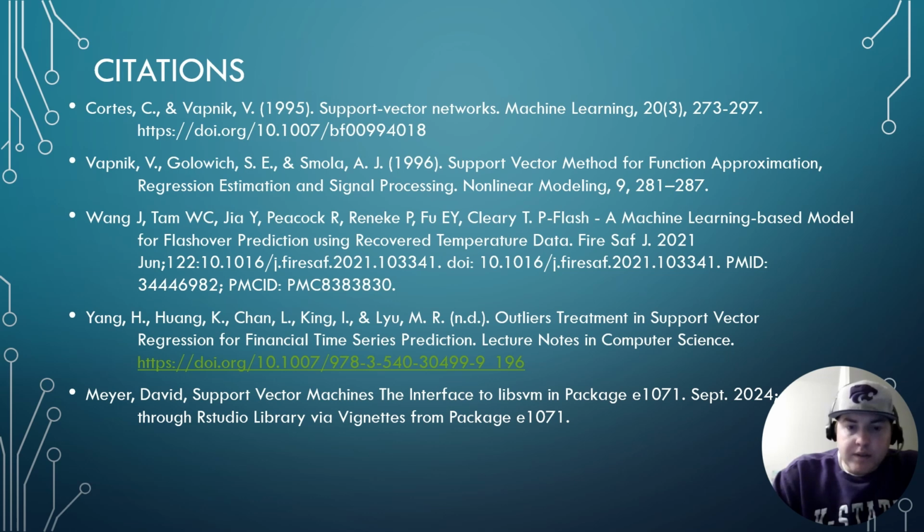Here are some of the sources, some of the original papers by the people who originally pioneered support vector machine and support vector regression. And then the paper from NIST is where we kind of got started as far as our data and our support vector regression model.